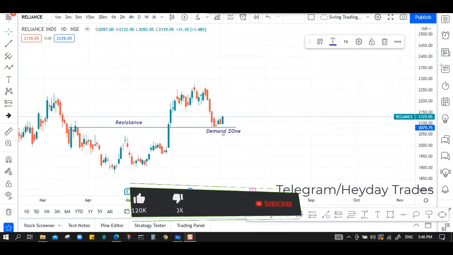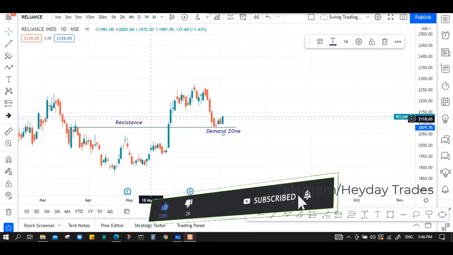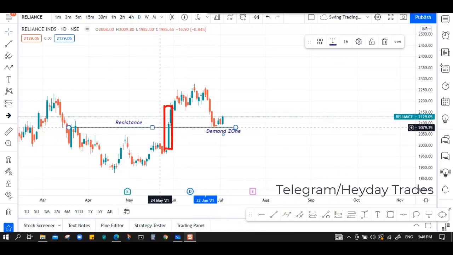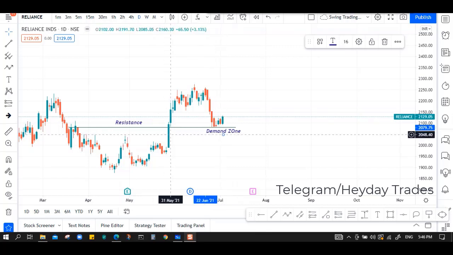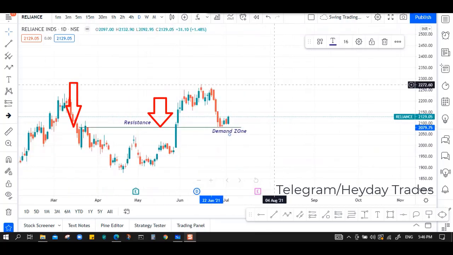Alright, so this is a Reliance chart on the daily time frame. You can see in this chart the strong move broke the resistance and took the stop loss of all the sellers who shorted the market from this level. So when you are trying to identify a supply or demand zone, always look to the left to see if the move broke the previous resistance or support levels. Let me try to find another example.